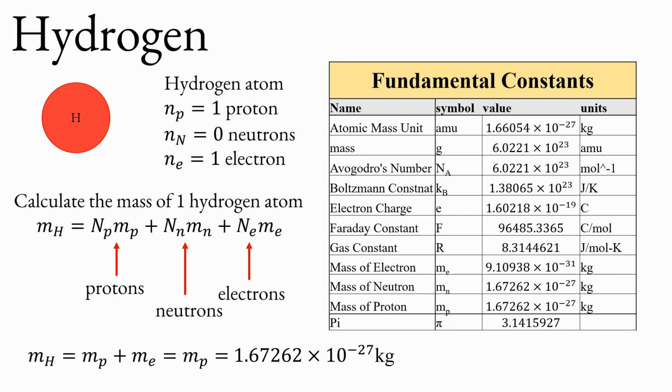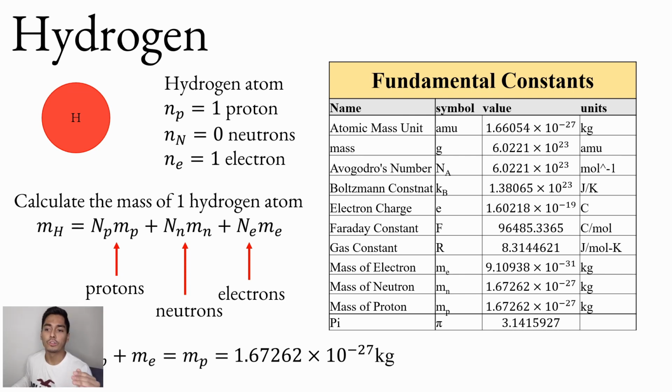And I'm going to neglect the mass of the electron because it's 2,000 times smaller than the mass of the proton. So it's about 1.67 times 10 to the negative 27 kilograms. Kilograms is the unit for mass, and the dimension for mass is just mass itself. So mass is the amount of matter in an object.